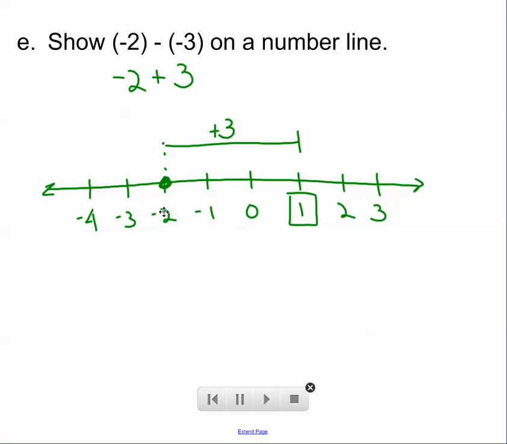Even if I started at -2 and I subtracted -3, subtraction means you go backwards, but since we're going negative, that's a double negative. Backwards -3 spaces is like going forward 3 spaces. So that shows our answer is 1.